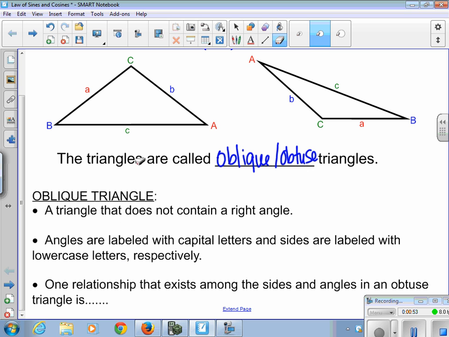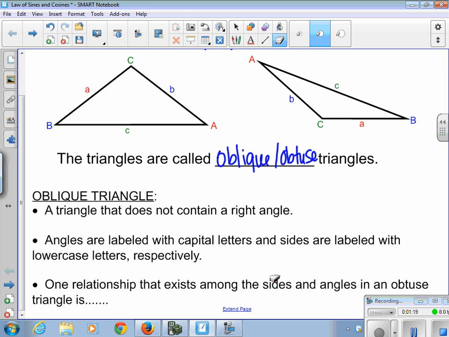And so angles are labeled with capital letters, and the sides are labeled with lowercase letters, and you'll be given pairs sometimes, okay? So for example, if this is angle A, then across from it, the opposite leg, is going to be side A, okay? If this is angle C, then the opposite leg is going to be side C. Angle B, opposite, side B.